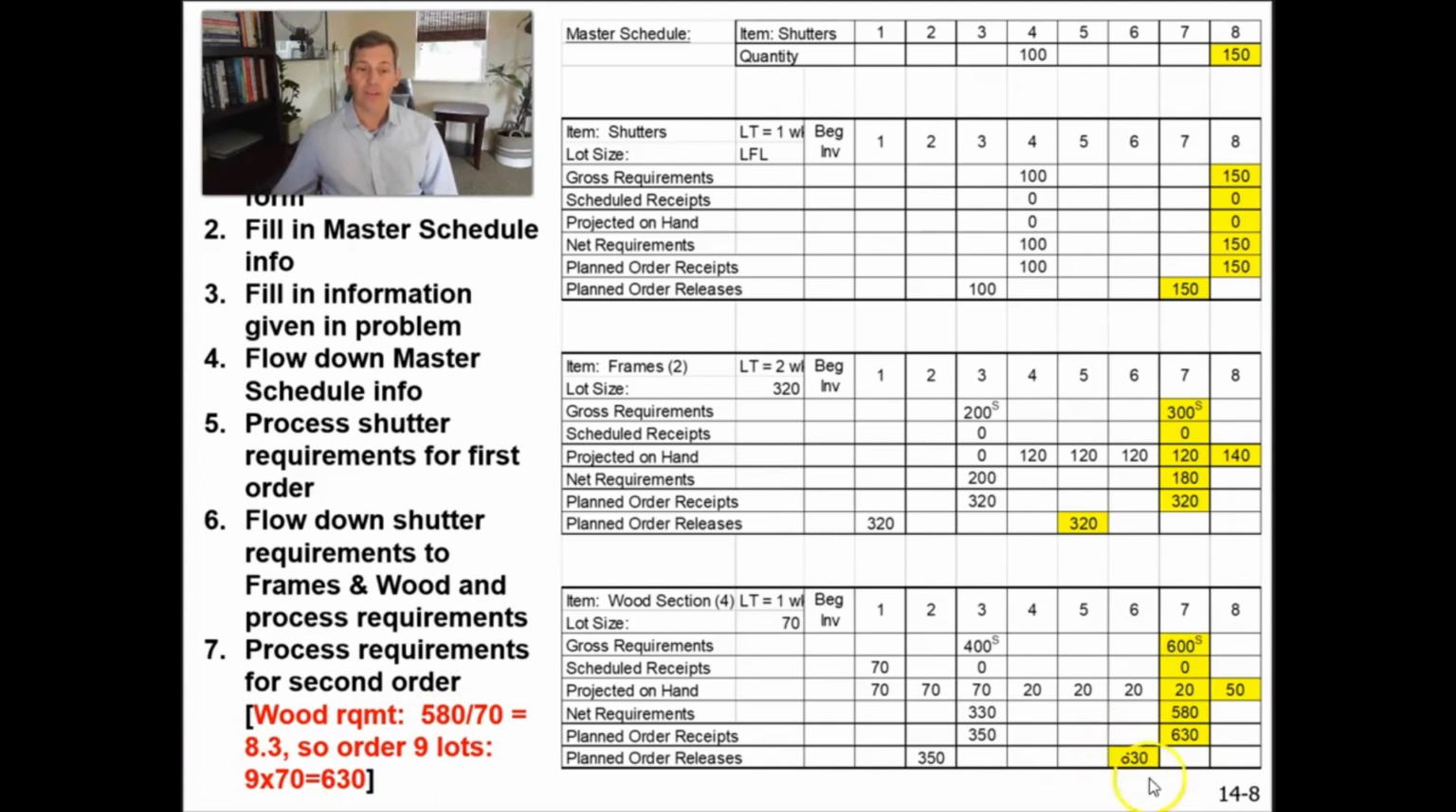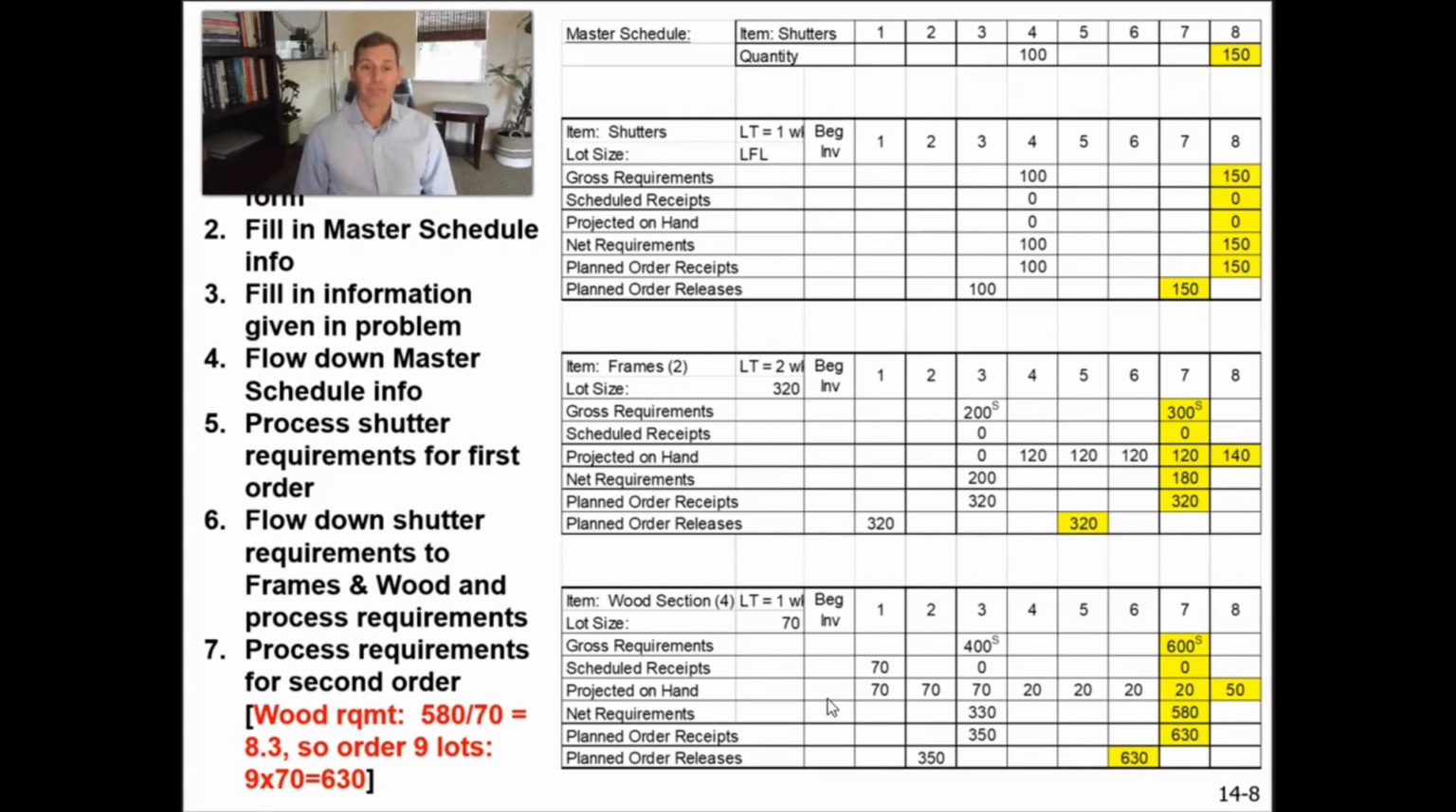So that's how many your lot size will be for, a lot size of 630 pieces will be placed in week 6. They will arrive in week 7. So you're going to get 630 pieces even though you only need 580. Your net requirements are 580. So you're getting 630. 630 minus 580 means you're going to have 50 wood sections left in inventory in week 8.